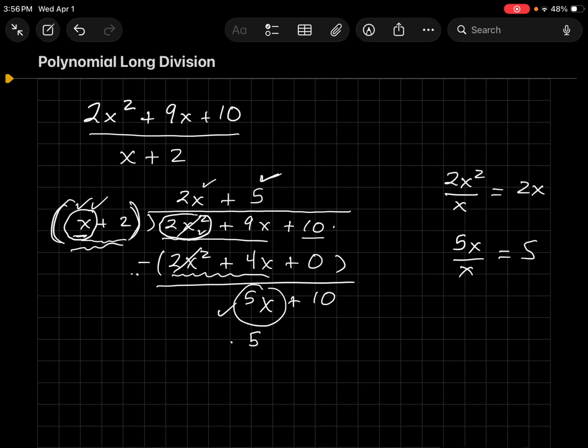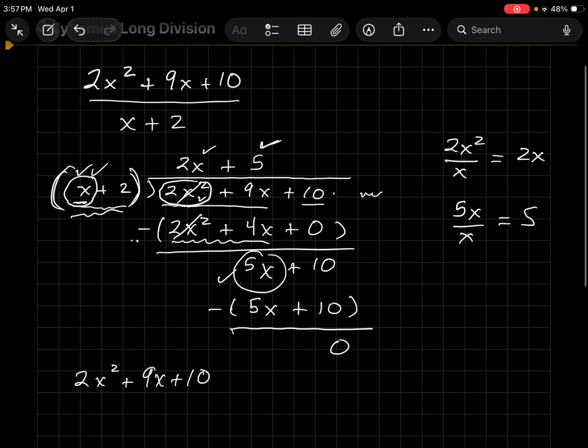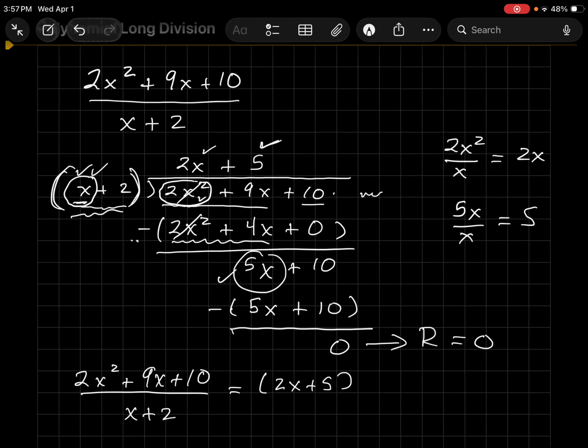So I get 5 times x, 5x, plus 5 times 2, 10. Nothing else left over here. We're all good. And don't forget, we need to subtract the entire thing. And we get 0. So what that means is 2x squared plus 9x plus 10 divided by x plus 2 equals 2x plus 5 with a remainder of 0.